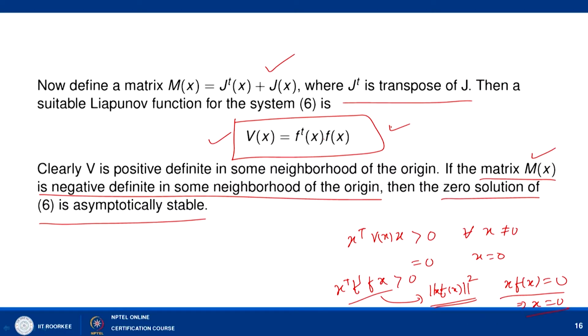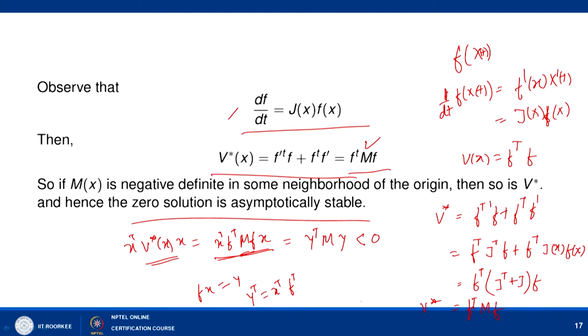this f transpose f here, we have shown that it is positive definite, and V star, which is given as f transpose M f, when M is negative definite, we simply say that V star is negative definite. So, it means that by the theorem we say that the 0 solution is asymptotically stable.